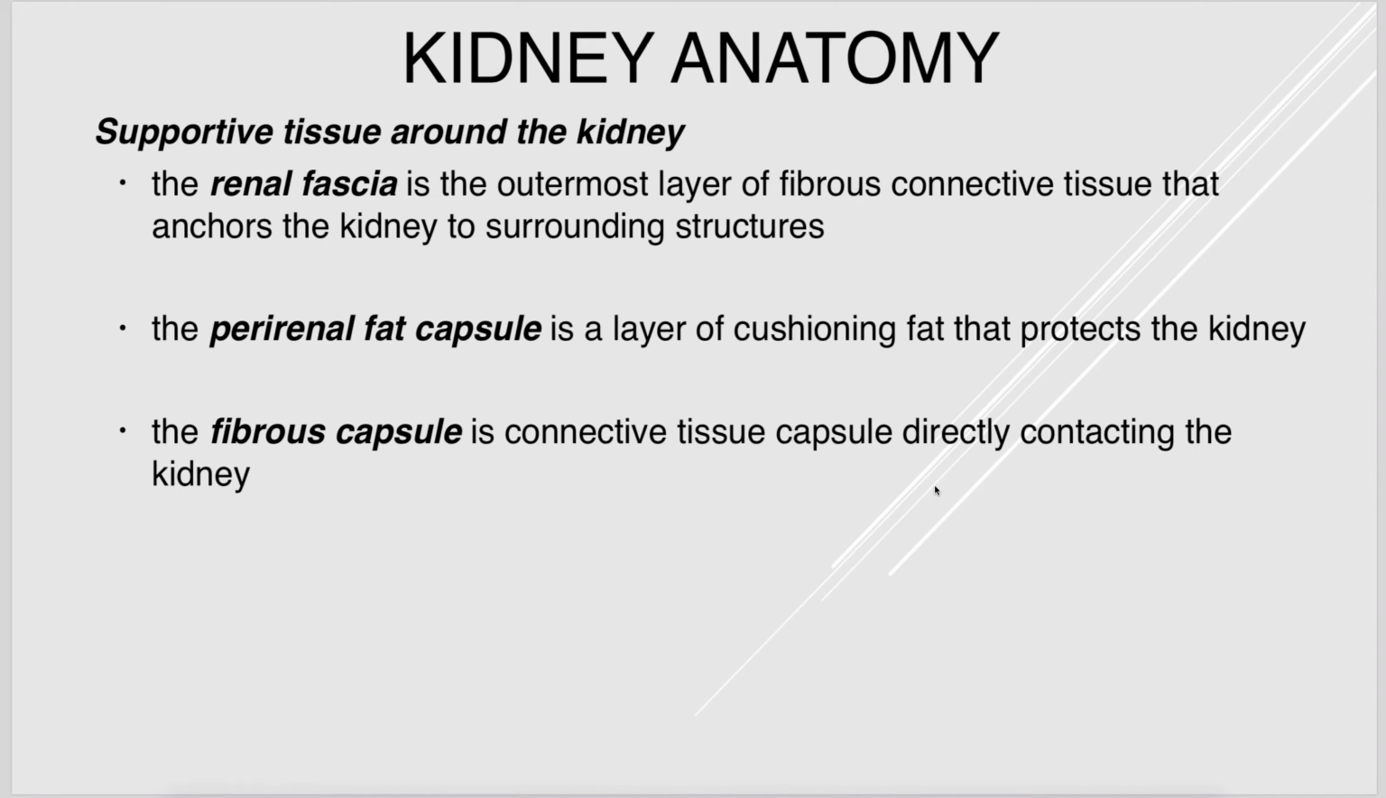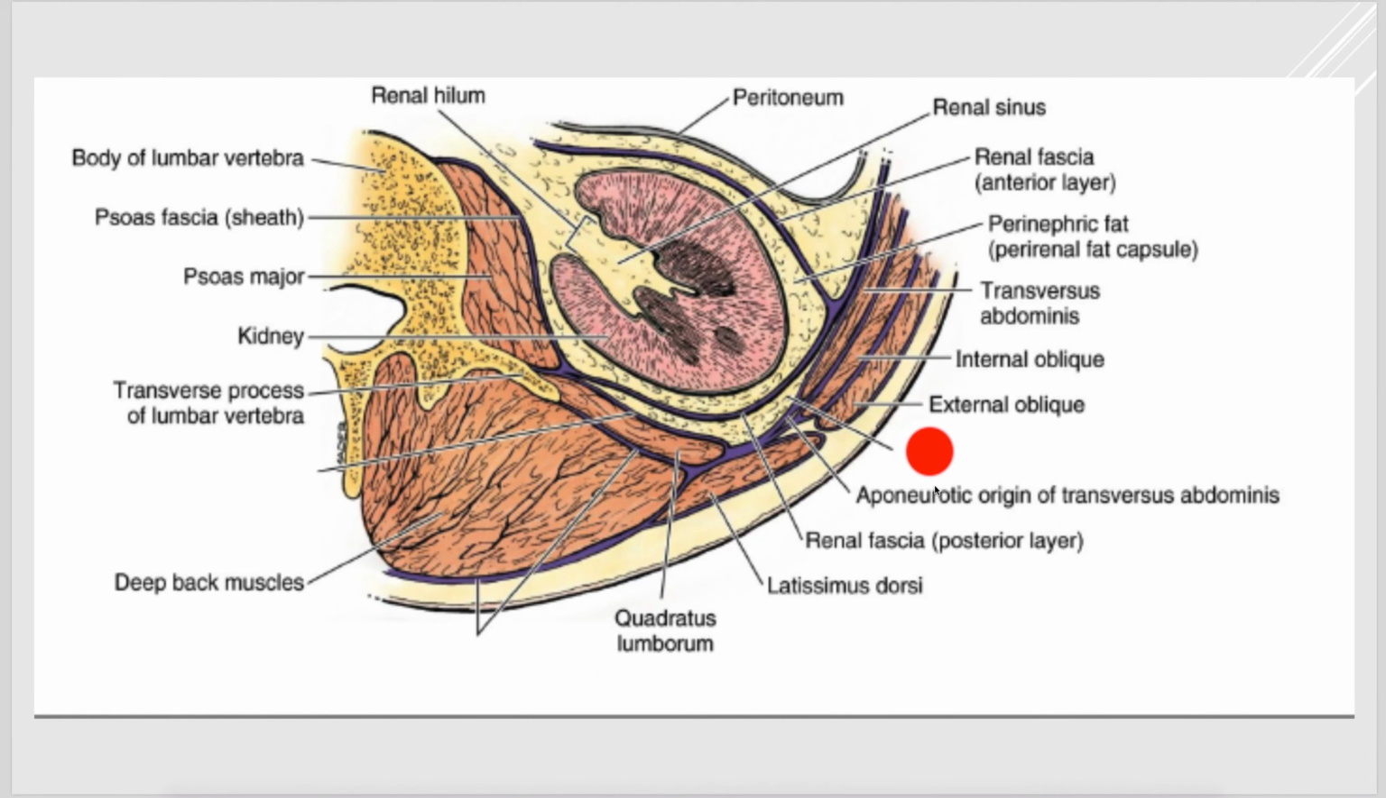Then inside of that you have what's known as the perirenal fat capsule, and this is just a layer of fat, and it's a relatively thick layer. Fat can be a good protective material. And then the fibrous capsule is directly on the kidney itself, and that's why it hurts so bad when you have any sort of kidney issue, because it's an encapsulated organ, so inflammation hurts. So here you have the renal fascia out here. Inside here is the perirenal fat capsule, and then you have the renal capsule itself on the kidney.